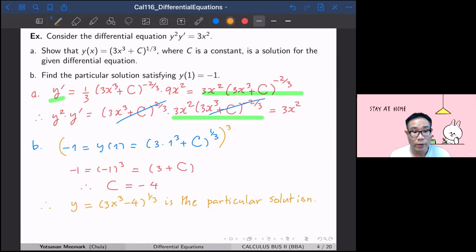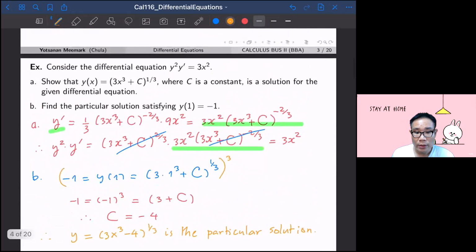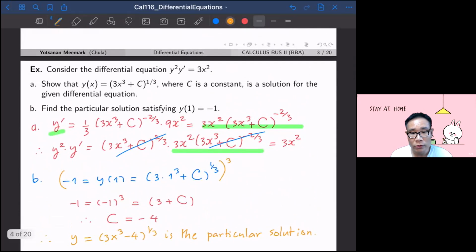Okay, so this one will be your particular solution in this case. You see that this one, we don't know how to solve this differential equation yet, but the thing that you may notice is that it looks like you have only y on one side and only x on the other side.